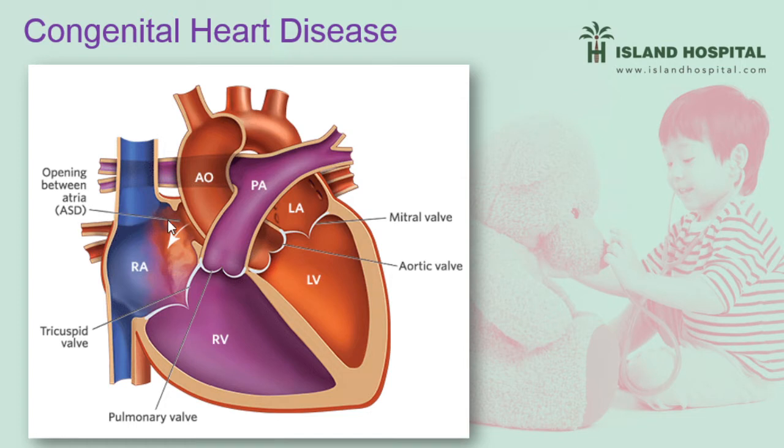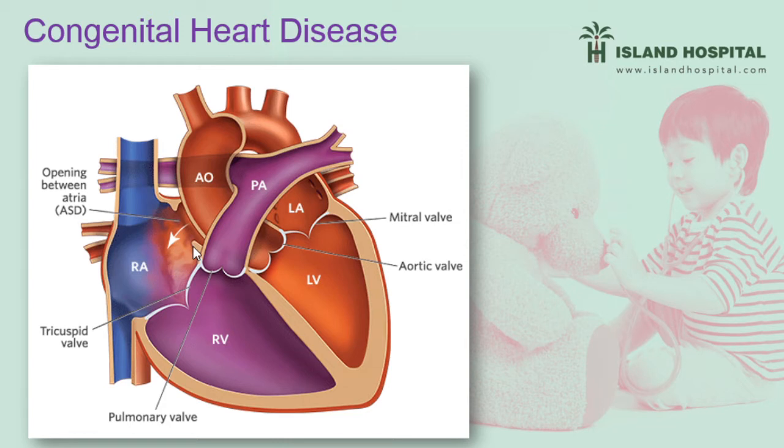But a murmur or an abnormal heart sound is picked up when the child is examined in the school or when the child is brought to the doctor for another illness. And usually in these lesions, if we miss them in childhood, they will present in adulthood with problems like heart failure or an irregular heart rate. Or sometimes in women, it will be picked up during pregnancy.